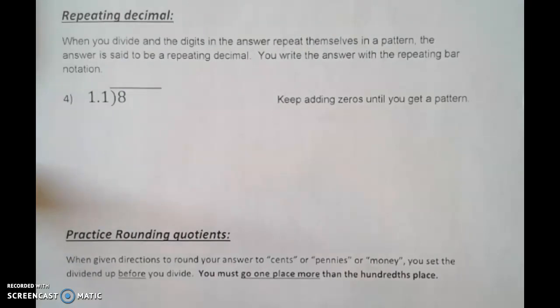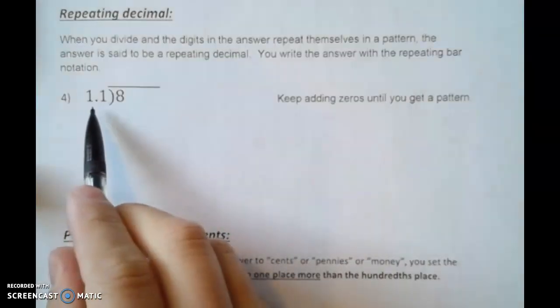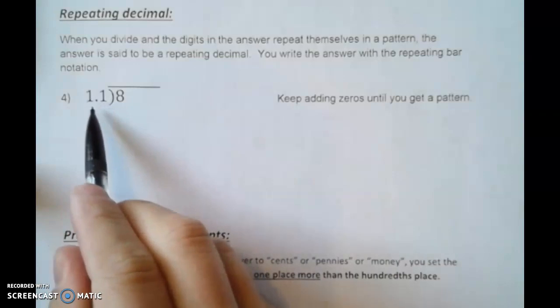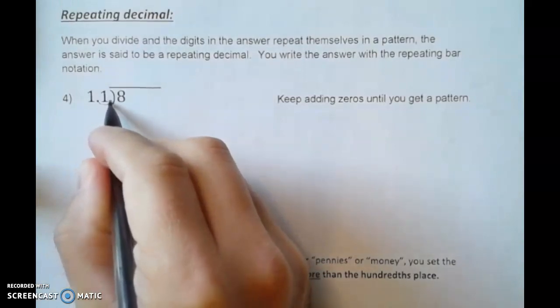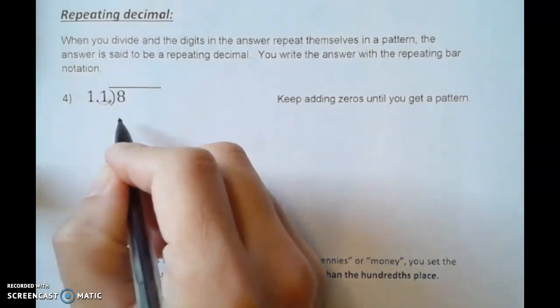In the fourth example, I'm dividing 8 by 1 and 1/10. And again, my divisor here is not a whole number, so I need to make it a whole number. I'm going to have to move the decimal point one place to the right. And that means I'm going to have to do the same thing on my dividend.